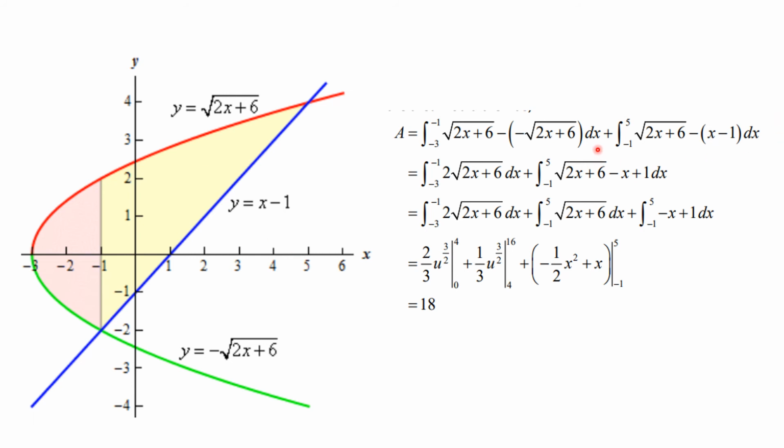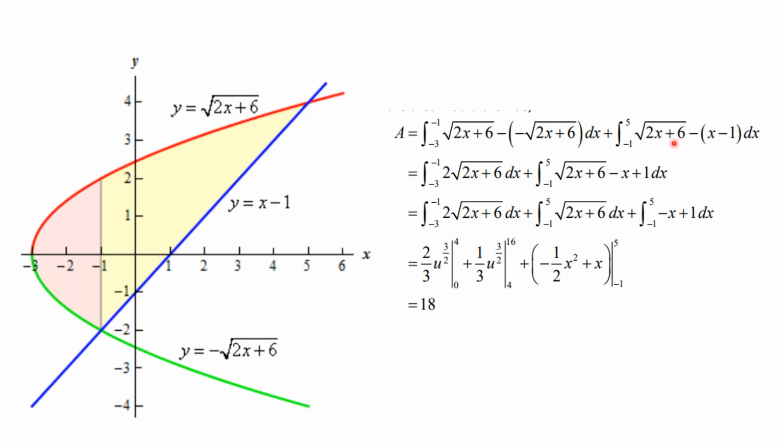That means we have to solve for the y. So if we solve for the y, what we will get is that y is equal to the square root of 2x plus 6 up here, and underneath it is going to be y equal minus the square root of 2x plus 6. So it's going to be the integral from -3 to -1, the function that's on the top, minus the function that's on the bottom, plus, and then we go from -1 all the way to 5.